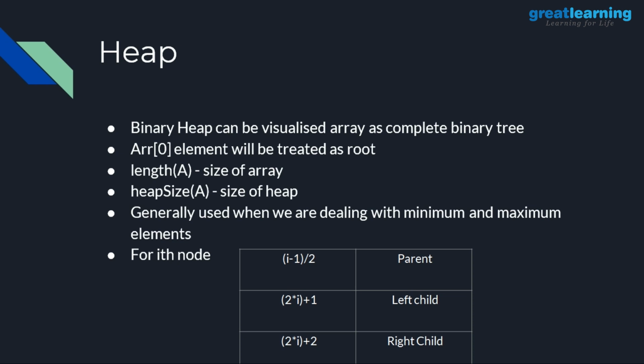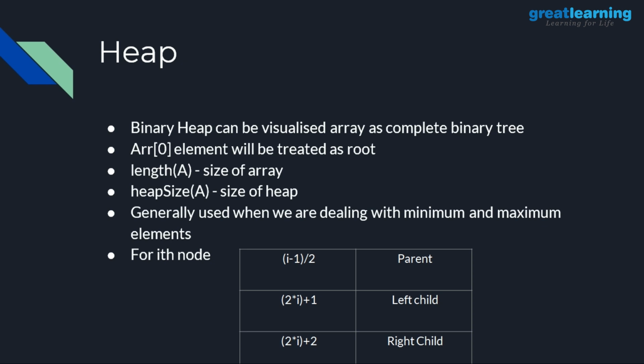Okay, so this is how we're going to implement a binary heap. We are going to visualize it like a complete binary tree, and we are going to store elements in the form of an array. The length of the array is represented by A.length, and the heap size is represented by A.heap-size. Generally, when we are dealing with minimum and maximum elements, we go with heaps. So if we talk about heaps, we generally have two variations, a min heap and a max heap.